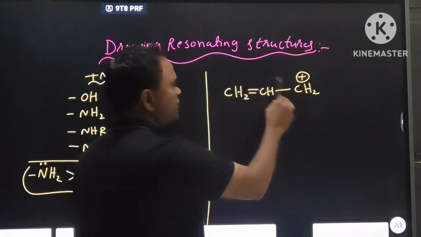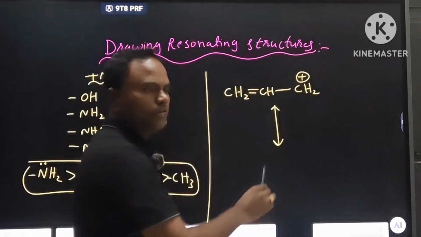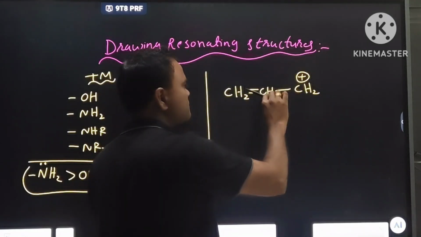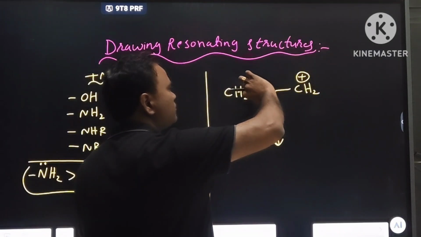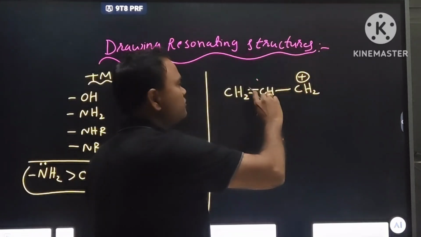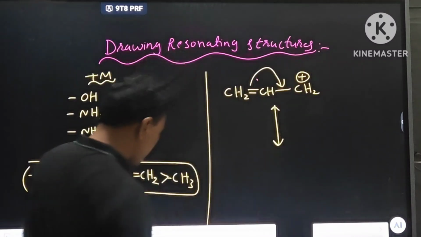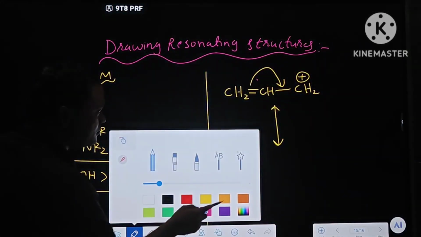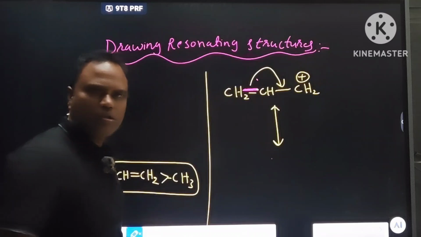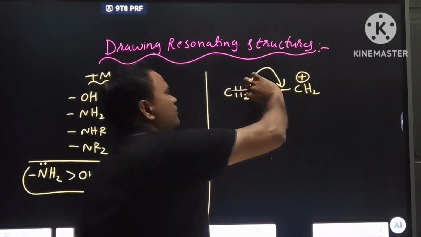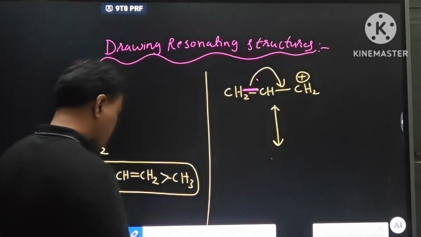I am drawing a resonating structure for this. This is another resonating structure. Look at this. This pi bond is there. Imagine this pen as a pi bond. Shift this bond. Here one bond is there, I'll use a different color. This pink color bond is there, right? I am shifting that bond in between these two.